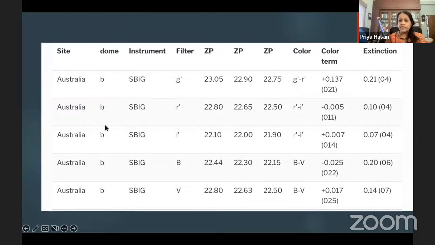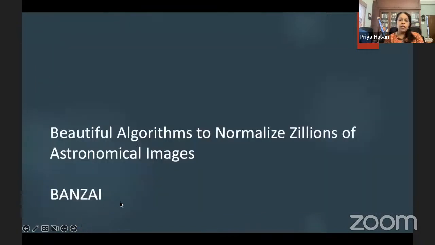So here I just put a snapshot of the values of the coefficients which are available on the LCO site. So here you can see these are the zero points, and these are for the different locations, for different instruments. This is the Australia site. So it's telling you this is the zero points, this is the color term, this is the other terms. Like you see, the color term does not contribute so strongly, but it's still important. The zero points and the air mass terms are also, right?